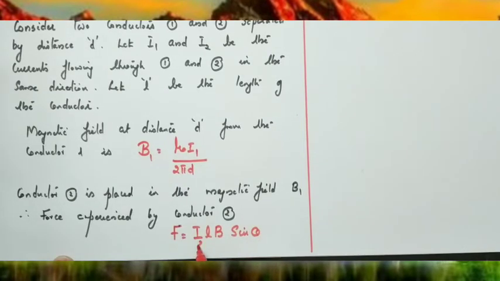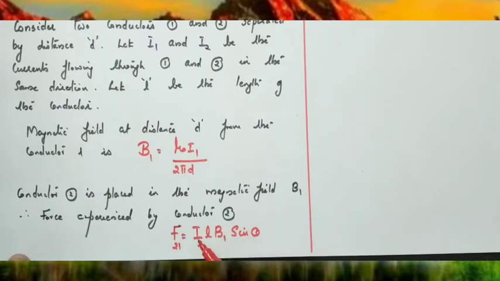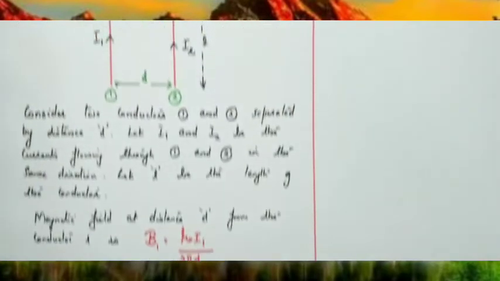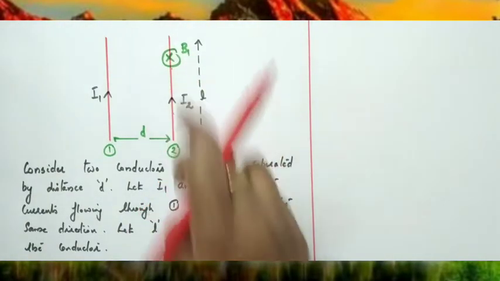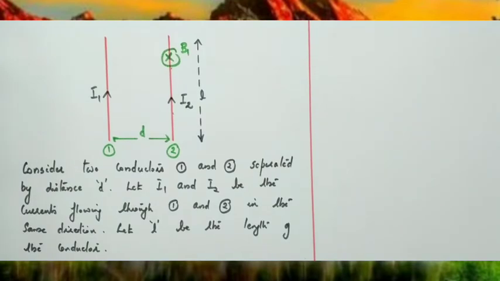Here the current is I2. The second conductor is placed in which magnetic field? B1. So, this is the force experienced by the second conductor due to the magnetic field provided by the first. Therefore, this force is F21, the force experienced on the second conductor due to the magnetic field provided by the first. Now, what is theta? Theta is the angle between length and magnetic field. What is the direction of length? In the direction of current. Both are perpendicular, so theta is equal to 90 degrees.